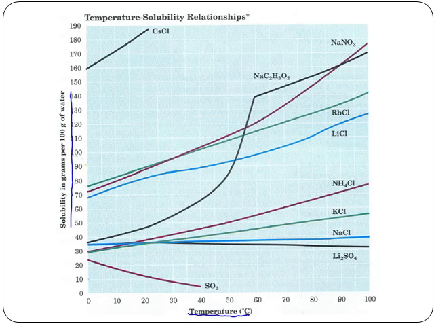And we have different curves for different materials. And so we have sulfur dioxide down here, lithium sulfate here, sodium chloride, potassium chloride, ammonium chloride, all the way up to calcium chloride up here. Different materials, and you can see their curves.